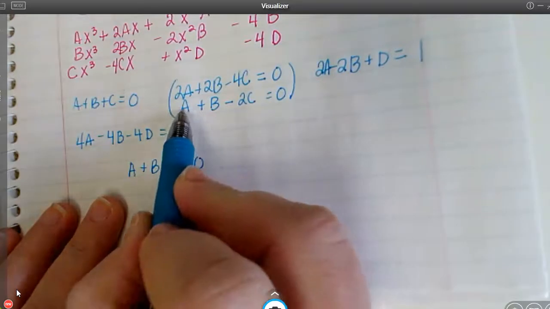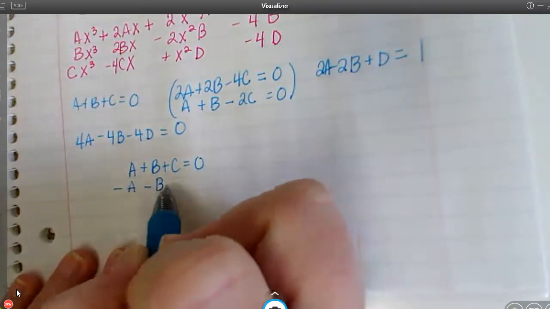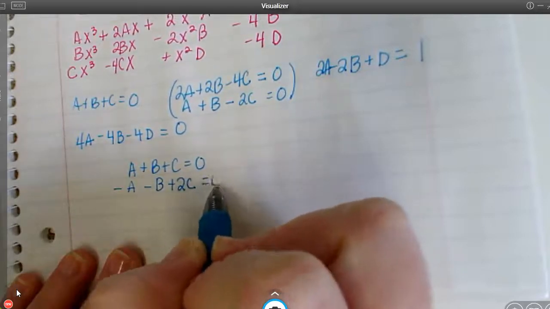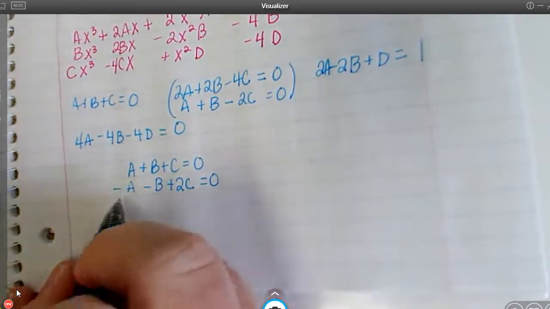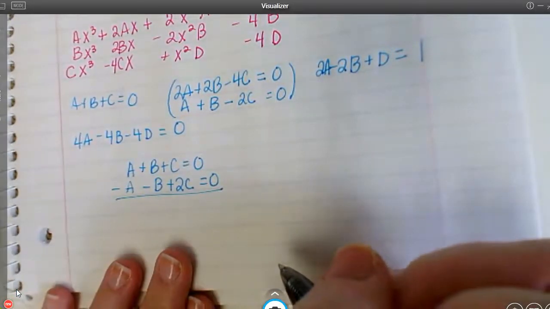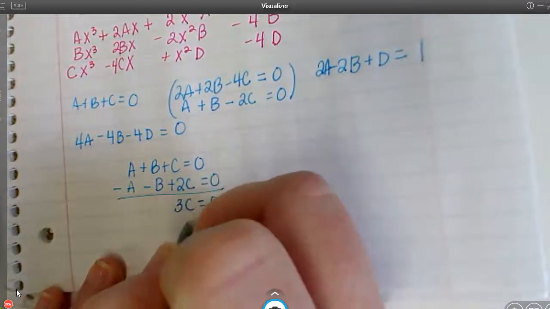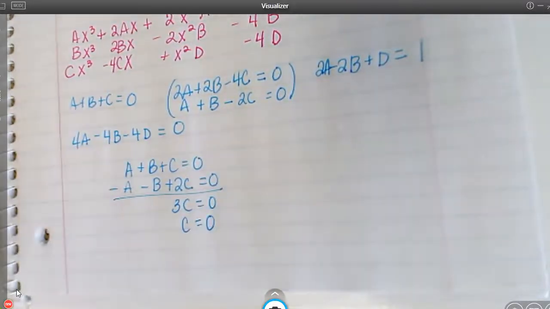And really I need them to be opposite signs to cancel out, so I'm going to change the signs as I write it also. What happens is A and B all go away. And so 3C is 0, so C is 0. All that work for C being 0. Yuck.